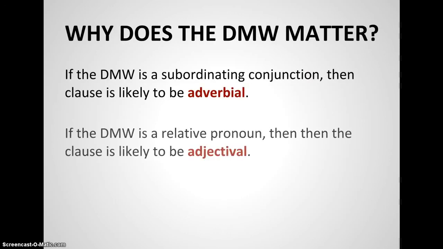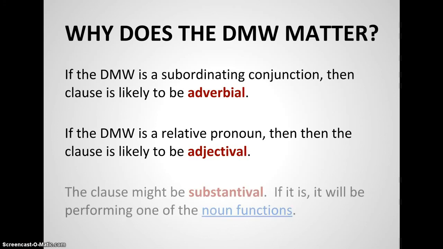So why does the dependent marker word matter? Well, because if the dependent marker word is a subordinating conjunction, you can assume the clause is likely to be adverbial, and likewise if it's a relative pronoun, you can assume it to be adjectival. Now there is a third option. It can be substantival, but you'll always know when a dependent clause is substantival because, like any other substantival word or phrase or anything, it will be one of the noun functions. It'll be a subject, an object, a predicate nominative, or an apposition, something like that.